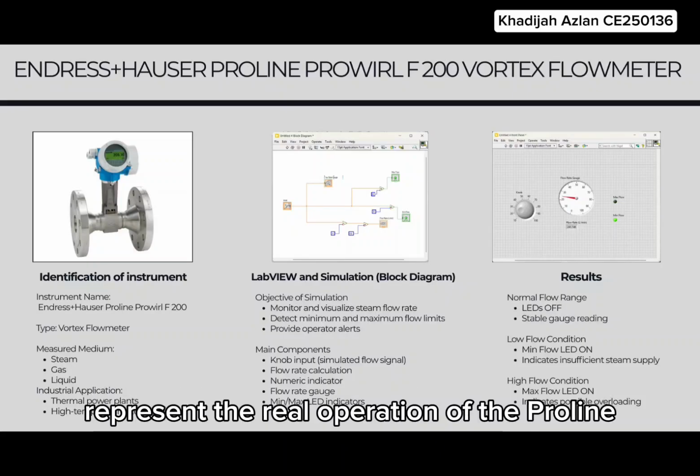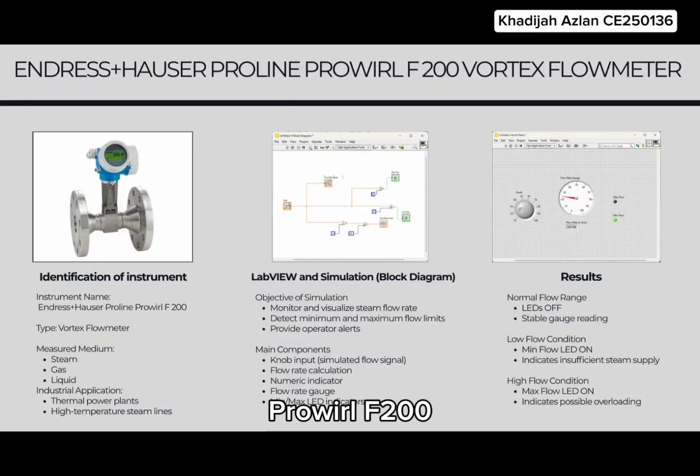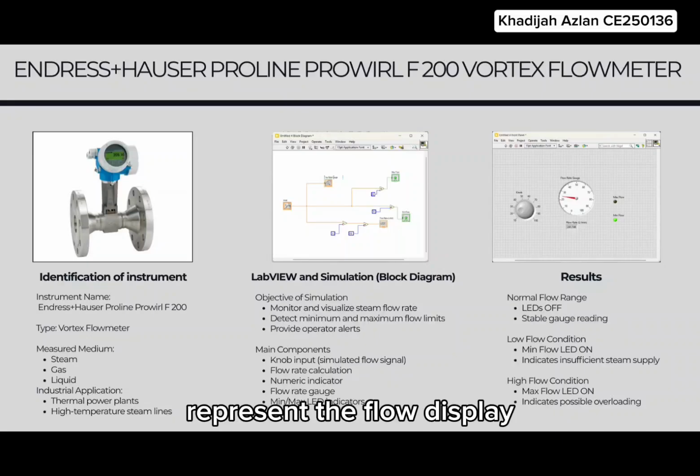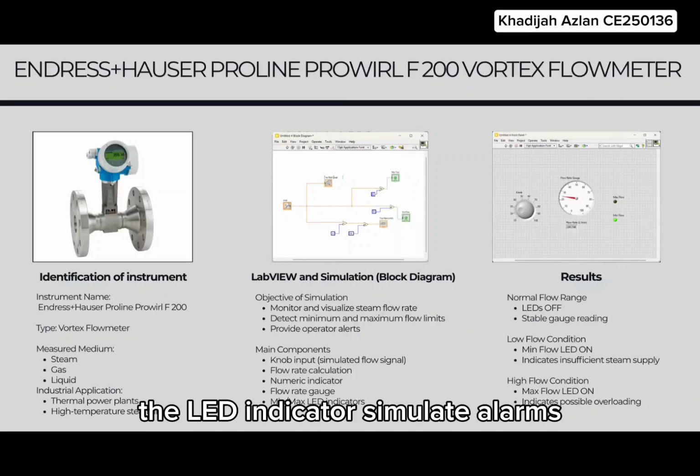The LabVIEW simulation represents the real operation of the Proline ProWheel F200. The knob represents steam flow in the pipeline. The gauge and numeric indicator represent the flow display on the actual instrument. The LED indicators simulate alarms used in industrial control systems.